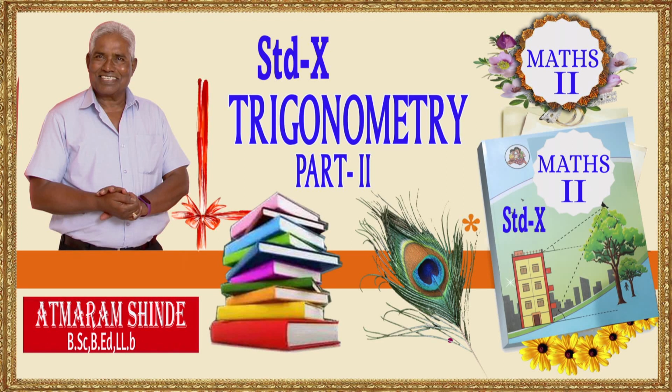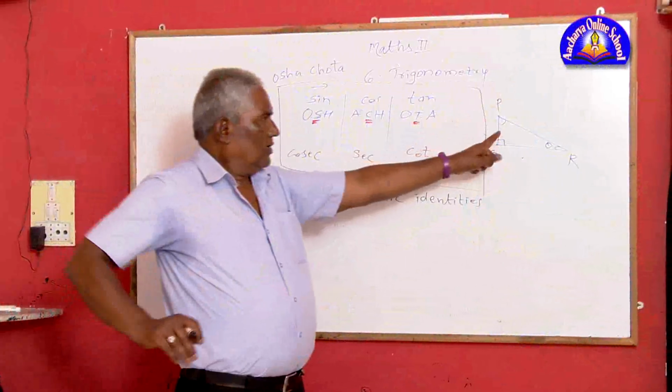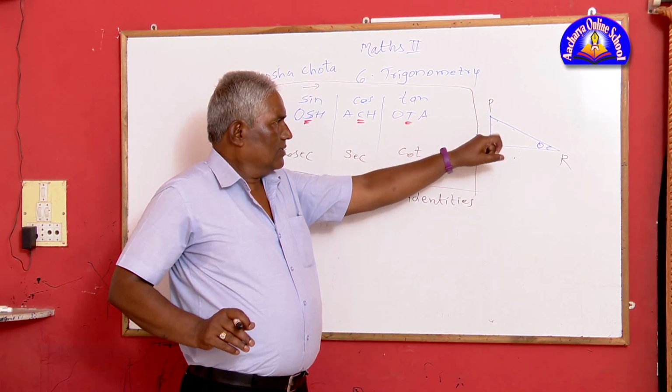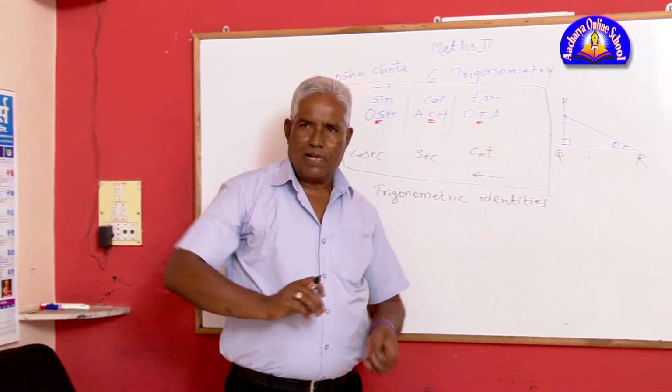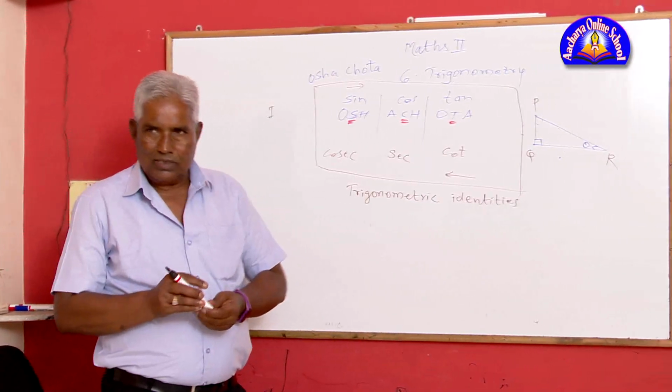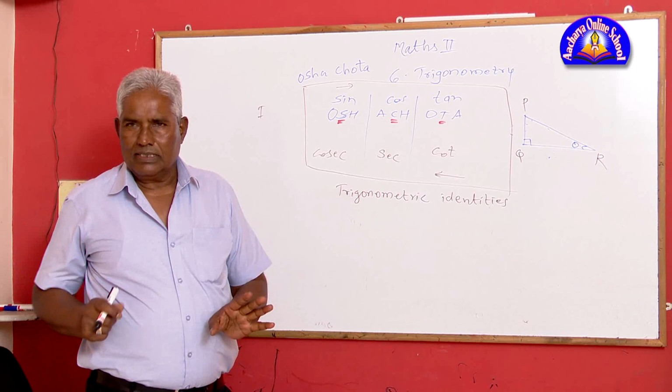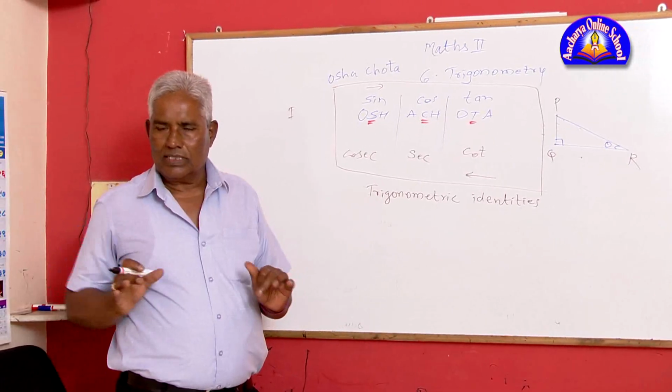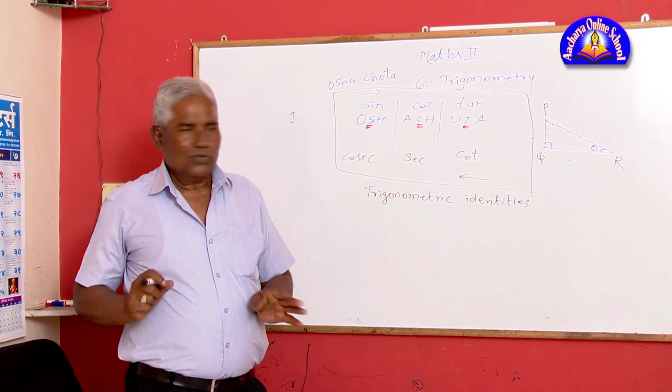How to study trigonometric identities? There are only three identities. All trigonometry is related to the right angle triangle only. That means you are familiar with the Pythagoras theorem. Since 7th standard you are studying the Pythagoras theorem.